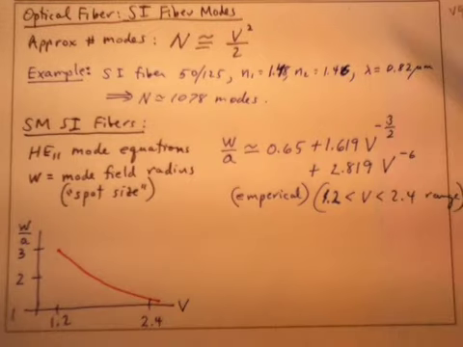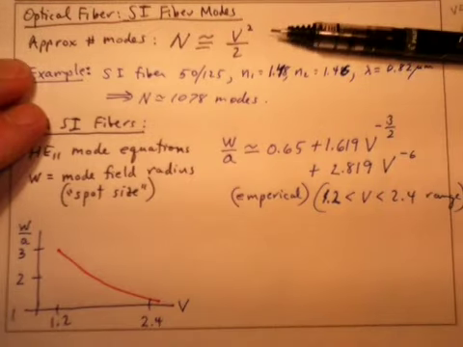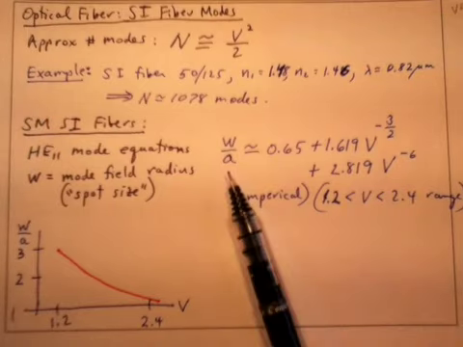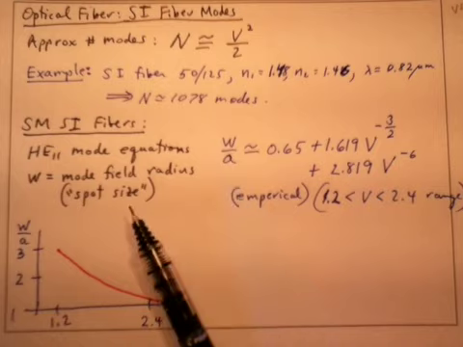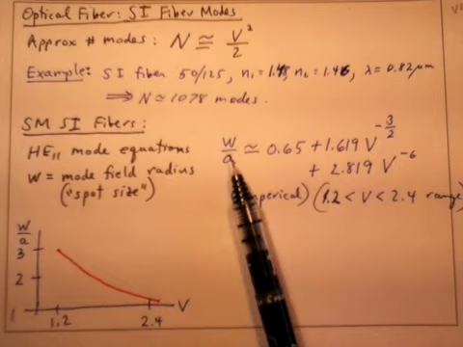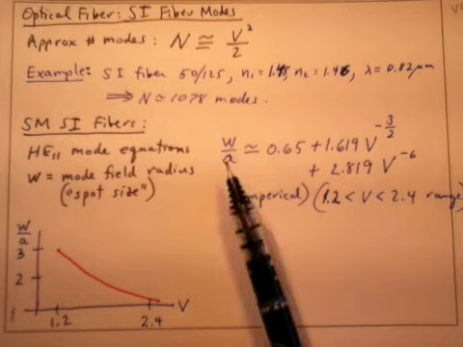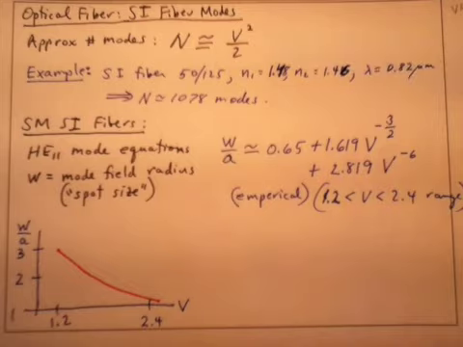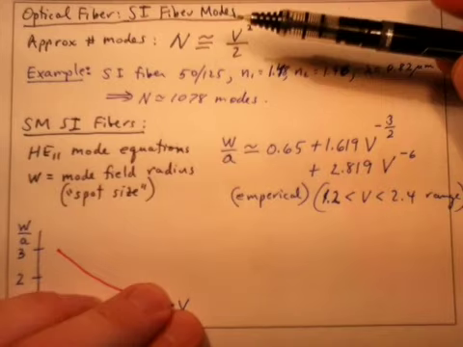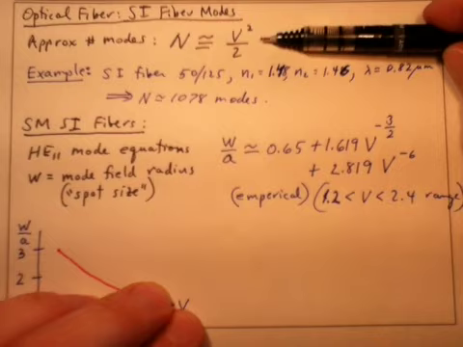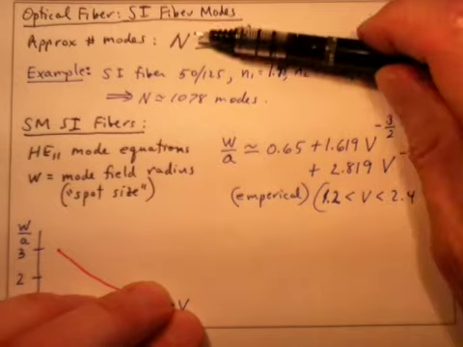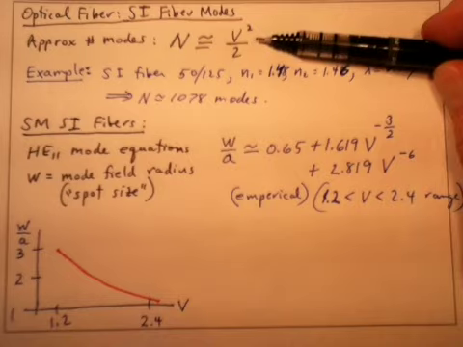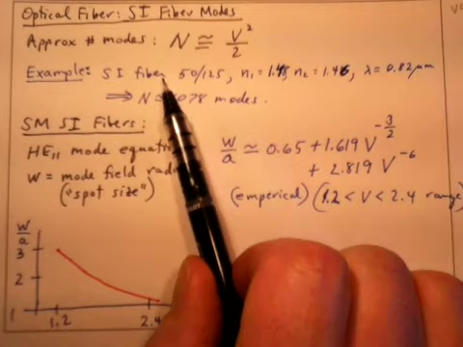I'll show you number one, the approximate equation for the number of modes, and I'll also show you an empirical relation for the spot size of the mode relative to the core radius. So first, the approximate number of modes. For V substantially larger than 1, the approximate number of modes, n, is something like V squared over 2.